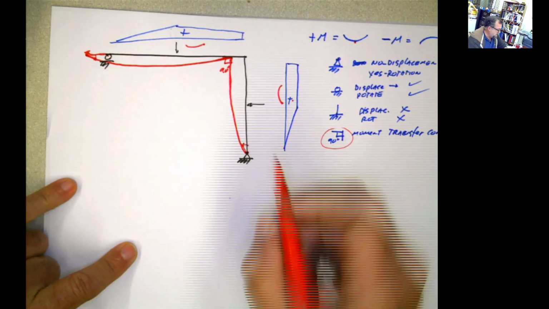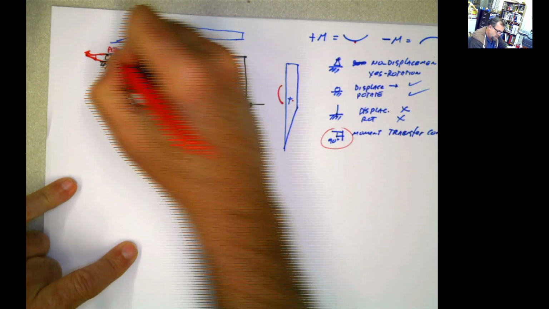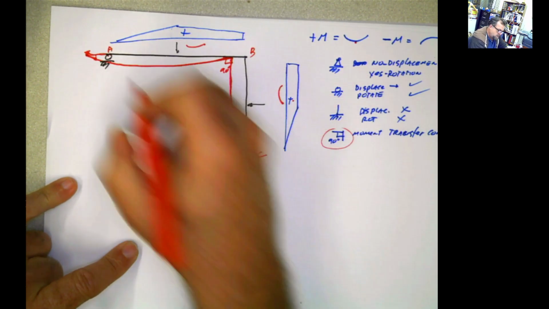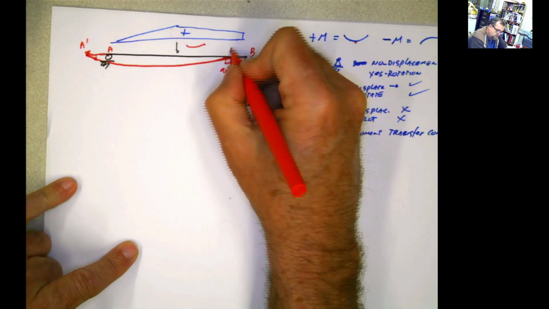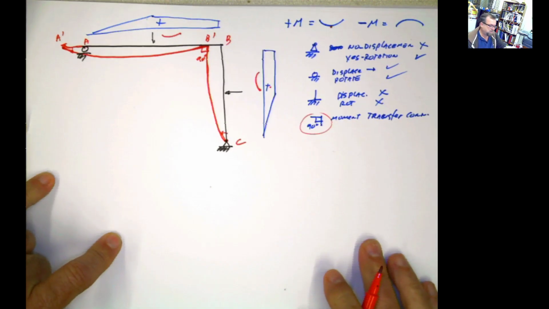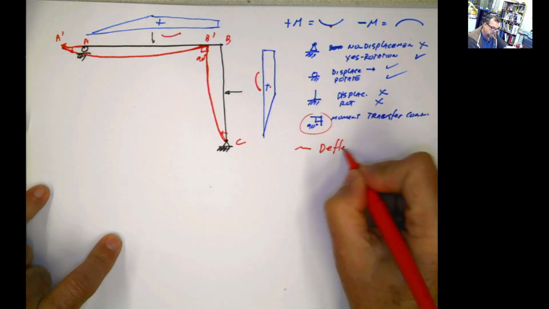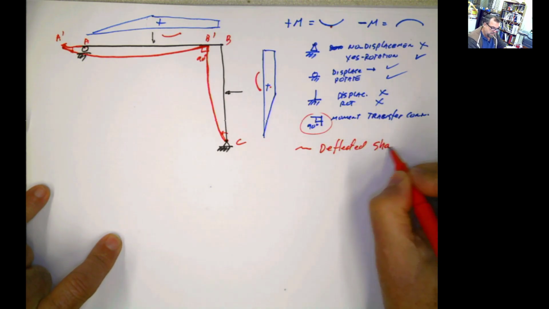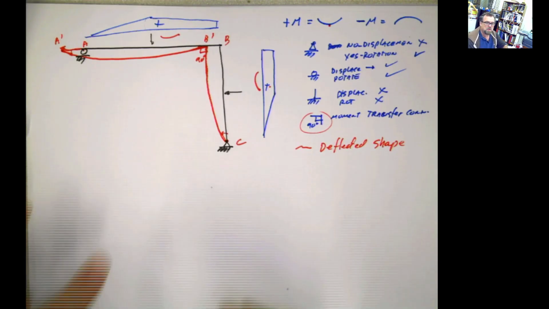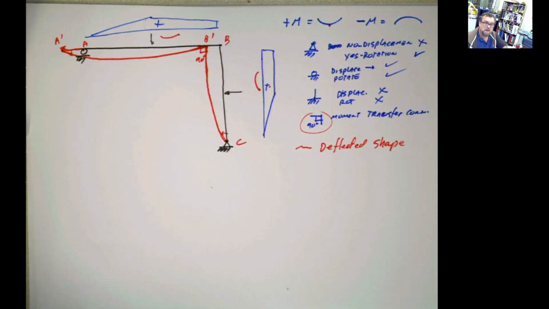So if this was a point A, B, and C, the point A is going to move to a point A prime, and the point B is going to move to another point B prime. And this is kind of the way the deflected shape is going to look. Of course, you can do this now with software or by hand, calculate the actual values of the deflection and corroborate with that. But sometimes you are just interested in knowing how this is going to deform, and this is a very good way of knowing that.